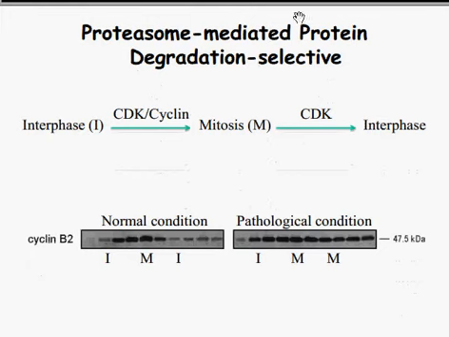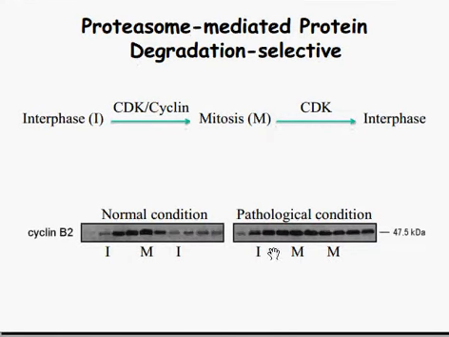Okay, so proteasome-mediated protein degradation is selective. As we've learned, there's interphase, and then you have cyclins that control everything between that and mitosis, and then the CDKs controlling the interphases on the other end. Normally the cyclins have a higher amount at certain points in the cell cycle, and lower at others. However, under pathological conditions, you'll note here the line is thick all the way across, leading one to understand that the cyclin is high, which also causes the cell to be stuck in a mitotic phase.